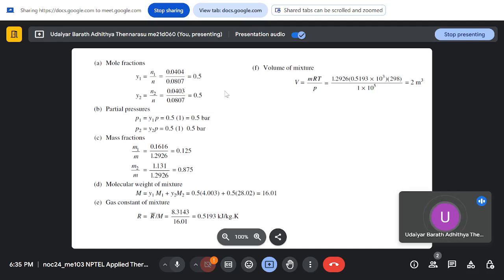Next, we need to find out the volume of the mixture. Again, same with PV equals mRT, your temperature and pressure being the same, and mass is now the total mass into your molar mass. Substituting that, we will find out it's 2 meter cube.